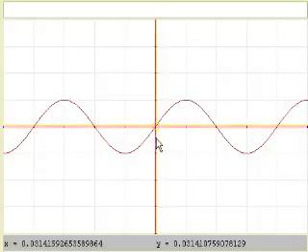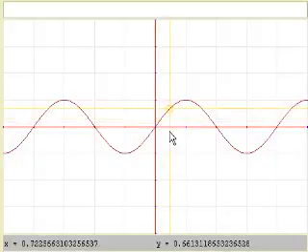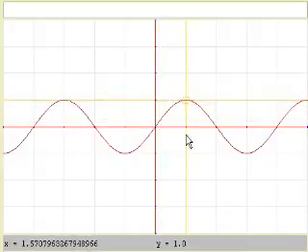Now as we move along the curve, I have the trace function on. If we look in the gray area at the bottom left, it says x is 1.57. But what is that? 1.57 is more commonly known as half of what famous number? Right, it's half of pi, or we're at pi over 2. If you convert pi over 2 to degrees, that's 90 degrees. So when we're at the angle of pi over 2 radians, the sine function is equal to 1.